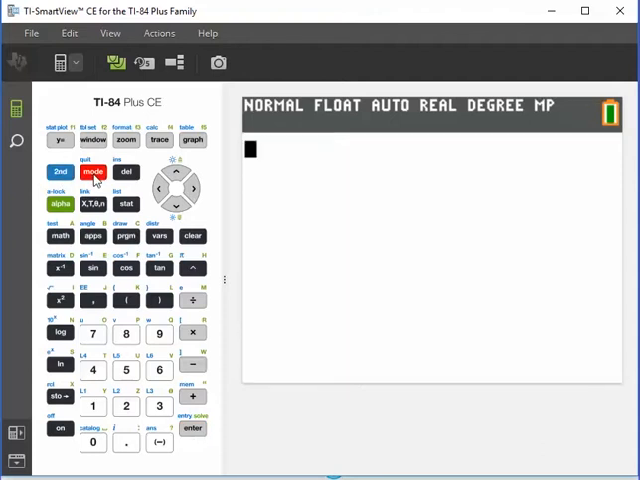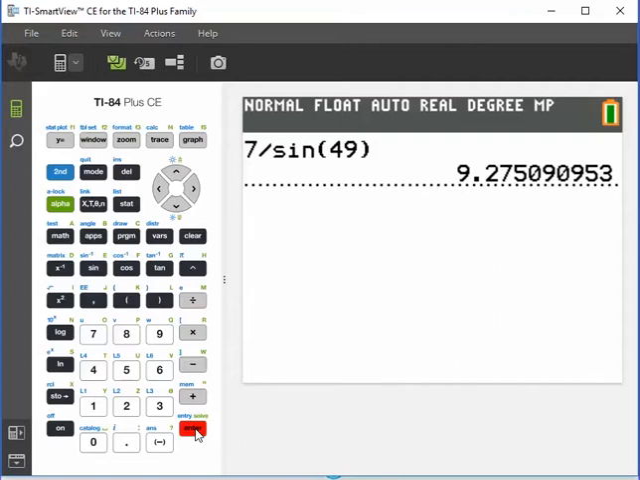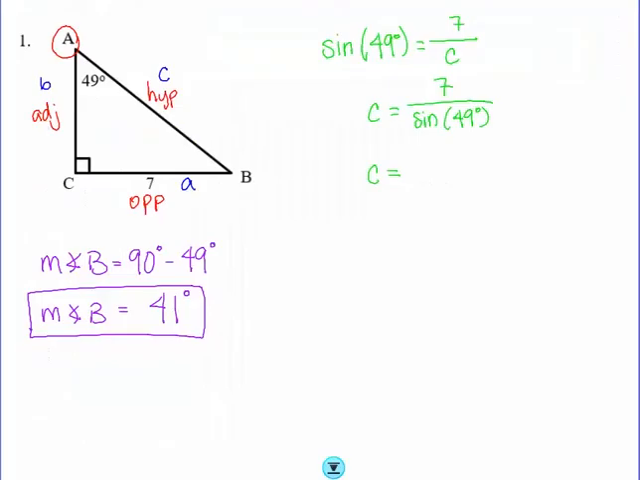Now, we need to do 7 divided by sine of 49 degrees. And if we round this to 3 decimal places, we get 9.275. So that is the length of side C.